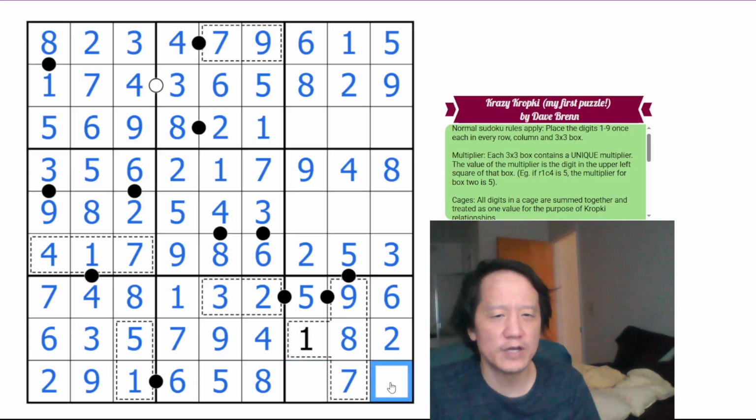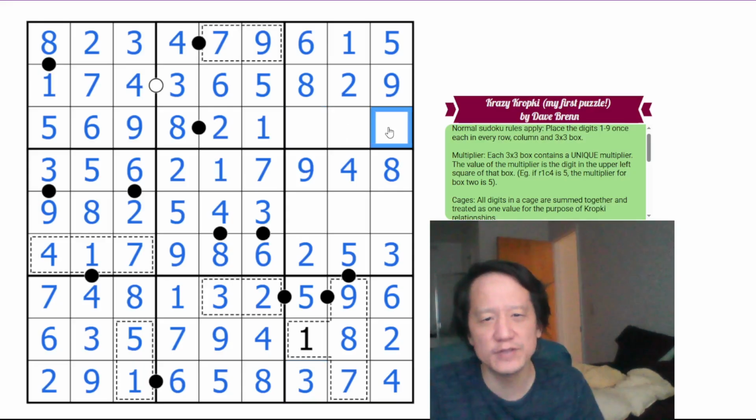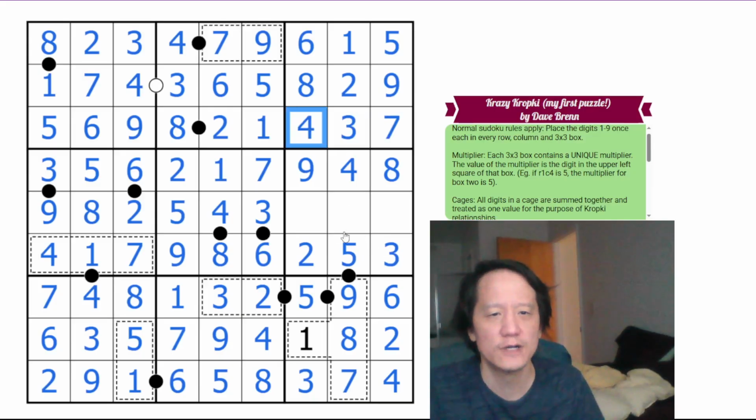Remaining digits in row 9 are 3 and 4. This can't be 3 because of the 3 in the column, so that's 4. This is 3. Remaining digits in row 3 are 3, 4, and 7. This can't be 3 or 4, so it's 7. This can't be 4, so it's 3, which makes that 4. And we have 1, 6, and 7 remaining, so this is 6. This is... No, that's not 6. This is 7, 6, and this is 1.